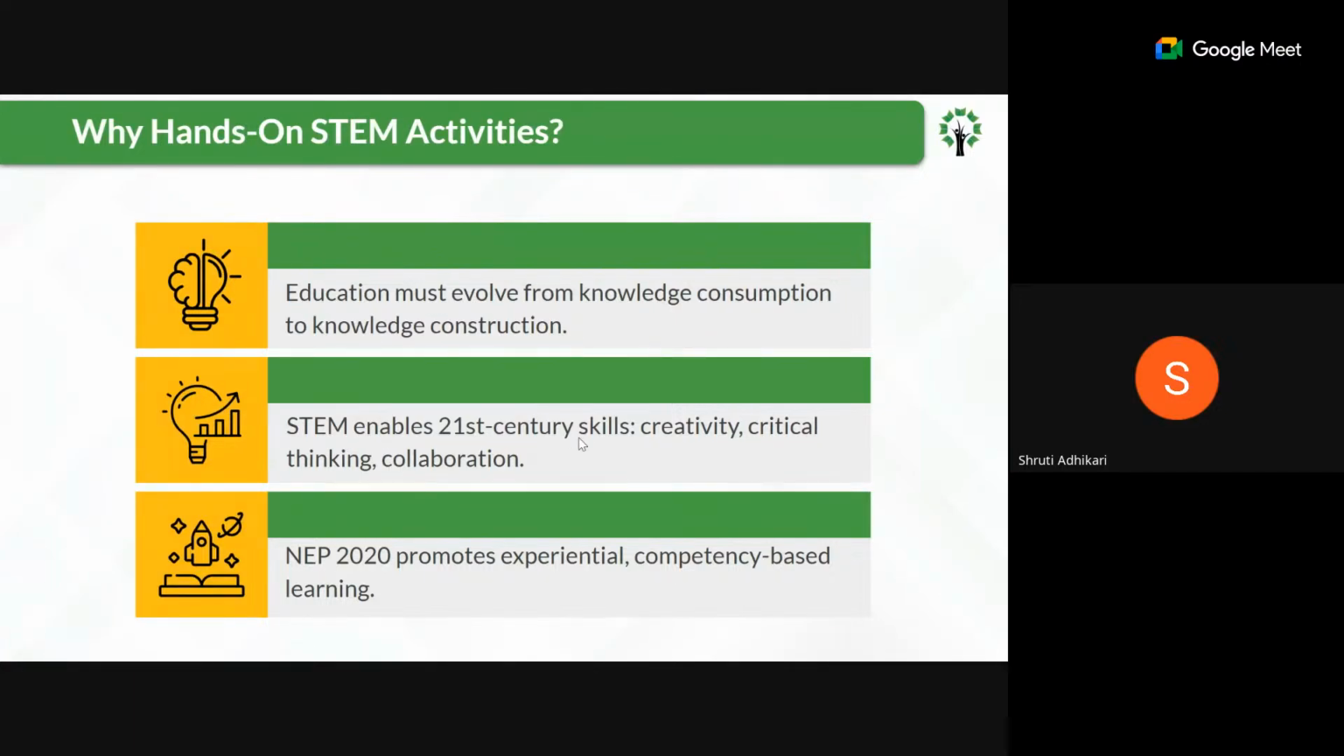STEM enables 21st century skills. Now, we all know as per CBSE, there are different types of 21st century skills, right? We have critical thinking, we have creativity skills, we have collaboration-based activities, then flexibility skills, leadership skills, initiative, productivity, social skills, information, media, technology literacy. These are all 21st century skills which the students will start applying when they're doing STEM-based activity. And this is what we want from the students, right? We want smart learners. Okay. And even NEP 2020 promotes experiential and competency-based learning.